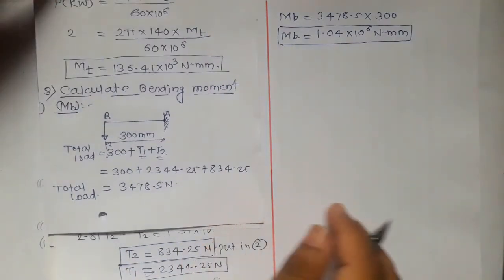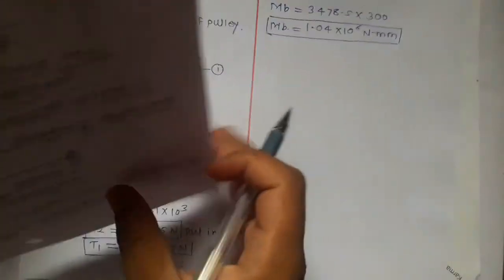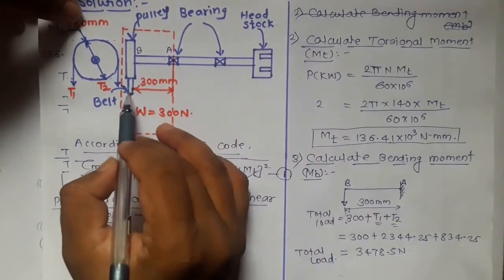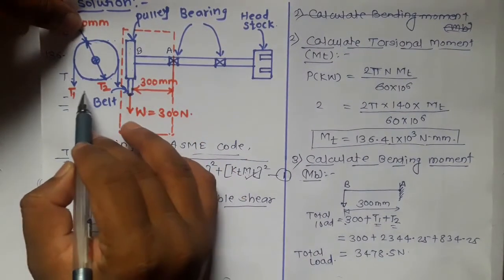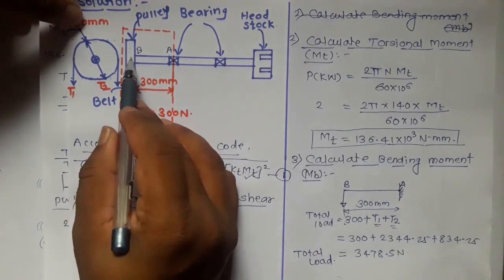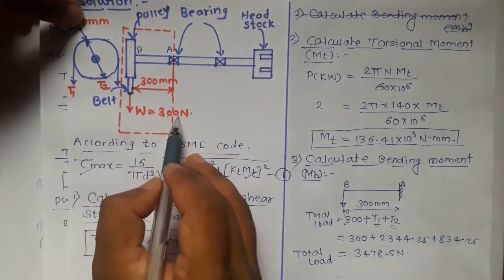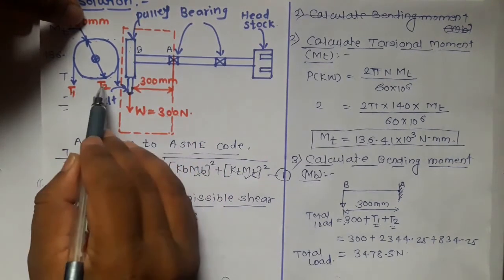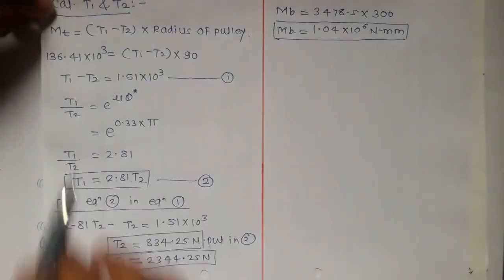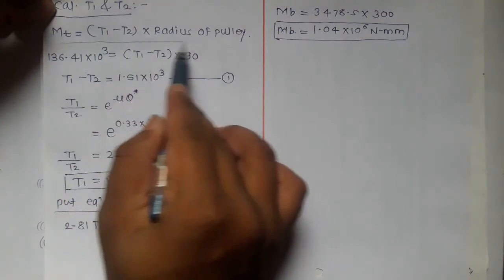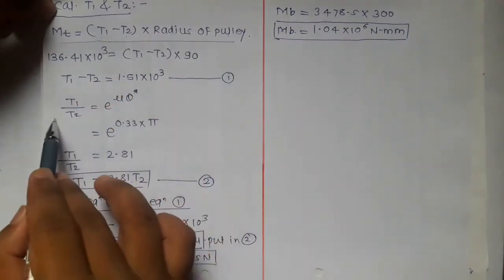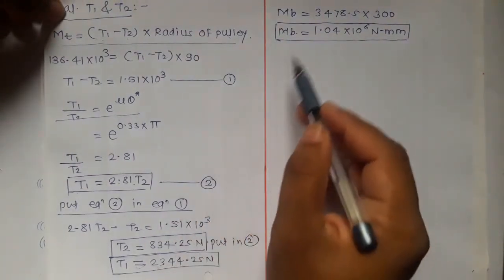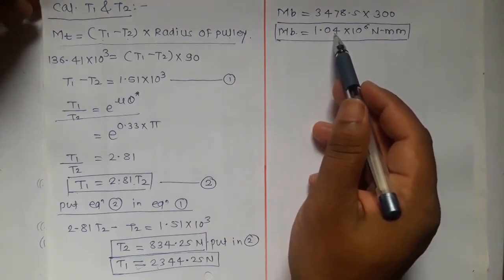Now the most critical part of this numerical is that here the belt and pulley system is given. This is the pulley, this is the belt. We have to consider the tension in the tight side T1 and the tension in the slack side T2, and add them to the self weight of pulley. The self weight of pulley was 300, and the total load at this point B becomes 300 plus T1 plus T2. We calculated T1 and T2 from the equations Mt is equal to T1 minus T2 into radius of pulley, and T1 upon T2 is equal to e raised to mu theta star. Then we calculated T1 and T2, added them, and calculated the maximum bending moment.